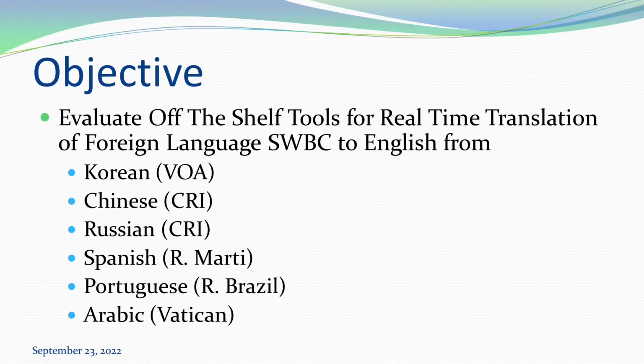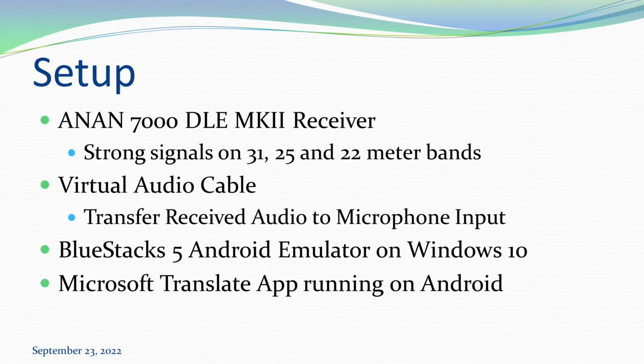So how did I do all this? Well, it's actually quite simple, but it takes a bit of effort to set things up. The setup I'm going to use today is my Anand 7000 receiver, and I'm targeting strong signals in the 31, 25, and 22 meter bands. And in most cases, I'm trying to get at least 30 or 40 dB of signal to noise ratio so that the audio being provided is free of interference and free of noise and gives the application a good chance to work.